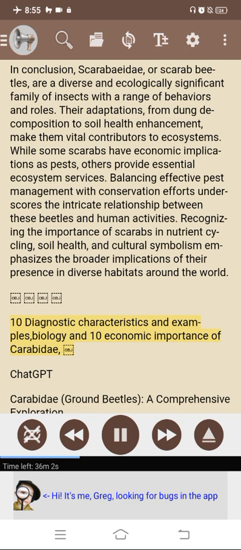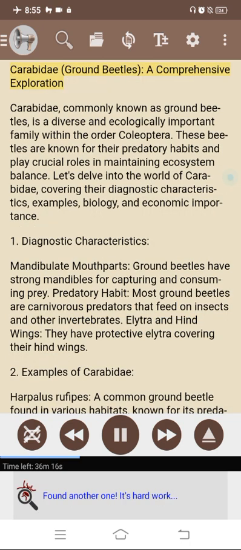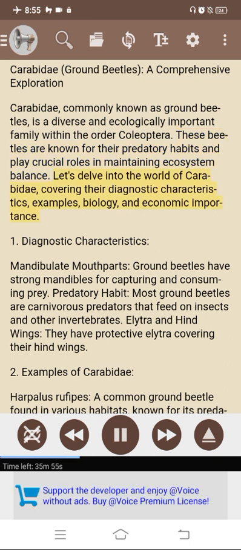10 diagnostic characteristics and examples, biology and 10 economic importance of Scarabaeidae. ChatGPT. Scarabaeidae, ground beetles, a comprehensive exploration. Scarabaeidae, commonly known as ground beetles, is a diverse and ecologically important family within the order Coleoptera. These beetles are known for their predatory habits and play crucial roles in maintaining ecosystem balance. Let's delve into the world of Scarabaeidae, covering their diagnostic characteristics, examples, biology, and economic importance.